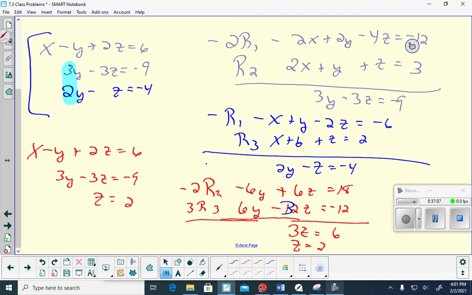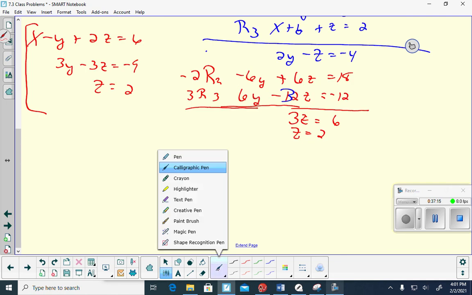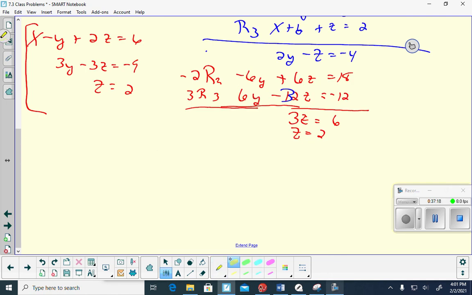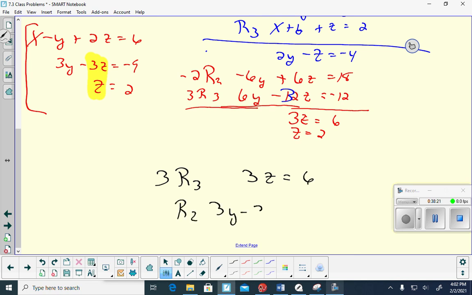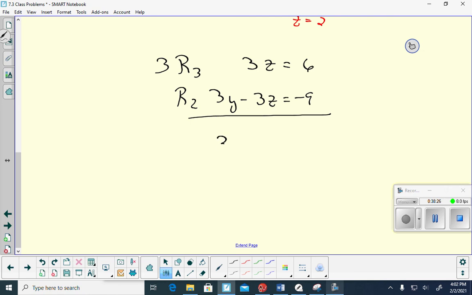Next thing it tells me to do is to combine row 2 and row 3 so that the z is eliminated, and I would then find y. So I am going to eliminate this z. I'm going to multiply row 3 by a positive 3, so that's 3z is equal to 6. Copying down row 2, that's 3y minus 3z is equal to negative 9. When I add, I'm going to have 3y, the z's will drop out, and this is equal to a negative 3. Divide both sides by 3, and y is equal to negative 1.